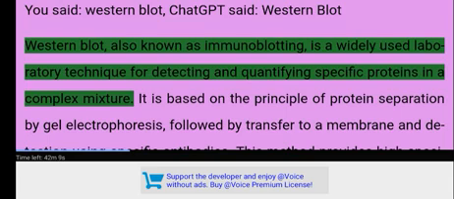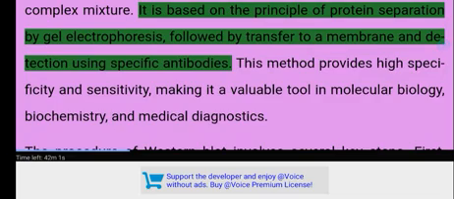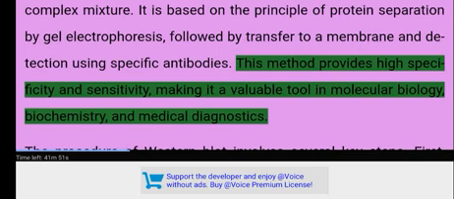Western blot, also known as immunoblotting, is a widely used laboratory technique for detecting and quantifying specific proteins in a complex mixture. It is based on the principle of protein separation by gel electrophoresis, followed by transfer to a membrane and detection using specific antibodies. This method provides high specificity and sensitivity, making it a valuable tool in molecular biology, biochemistry, and medical diagnostics.